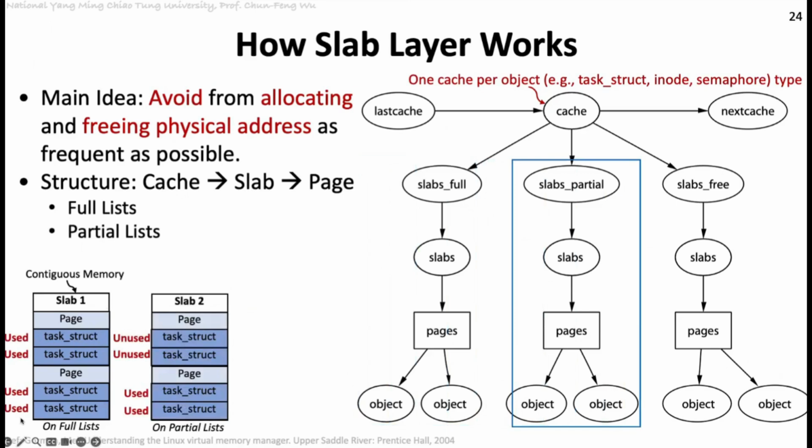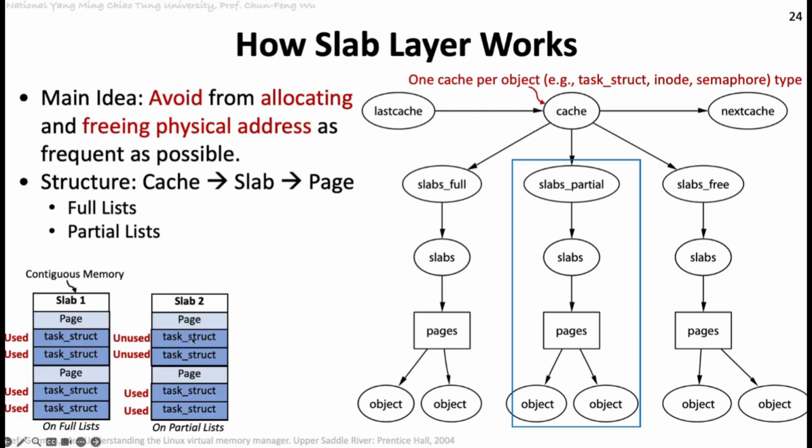Okay, so what I mean by partial is when some task structures are deallocated or unused, because if some process is terminated, then the corresponding task structure will be unused. Actually, when one process is terminated, we will not remove the task structure right away. We will leave it. We will just mark it as unused.